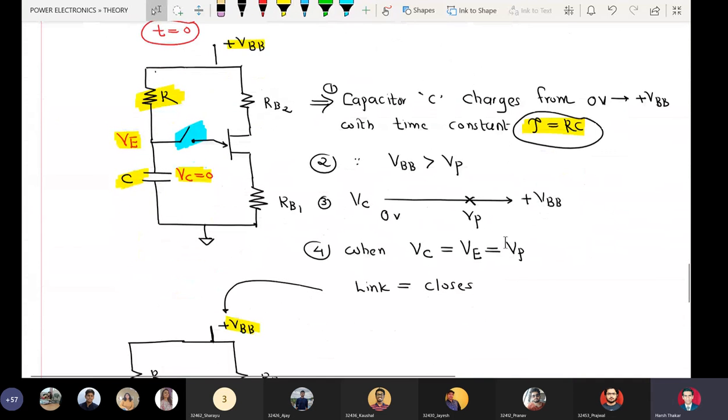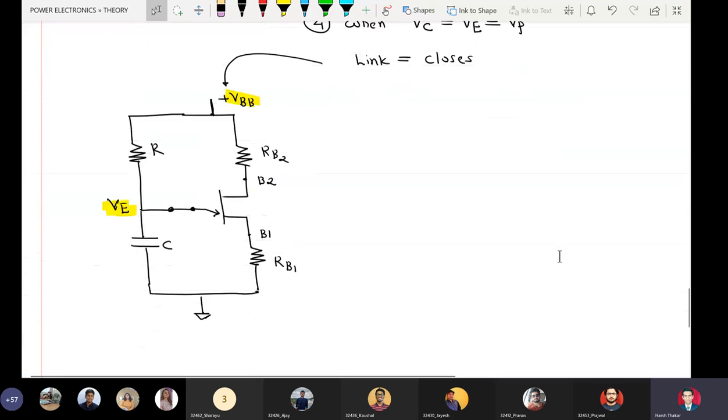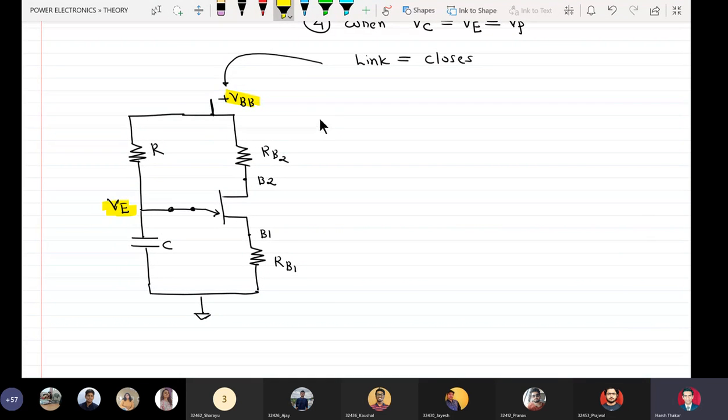Now, in case number 1, when the capacitor was completely discharged, the capacitor was charging from 0 volts towards VBB at a rate decided by the value of R, and in this journey towards VBB it encountered a critical voltage level, the peak voltage. So now at this stage, the capacitor voltage is equal to the peak voltage. Understand that first, the capacitor voltage is equal to the emitter voltage, which is equal to the peak point voltage.